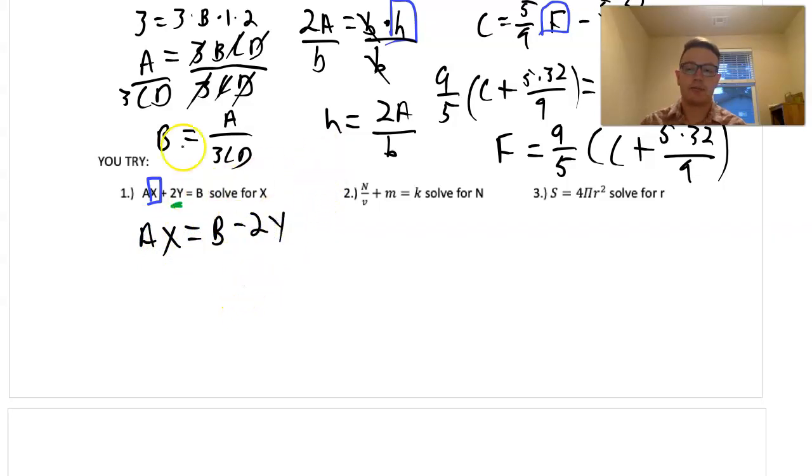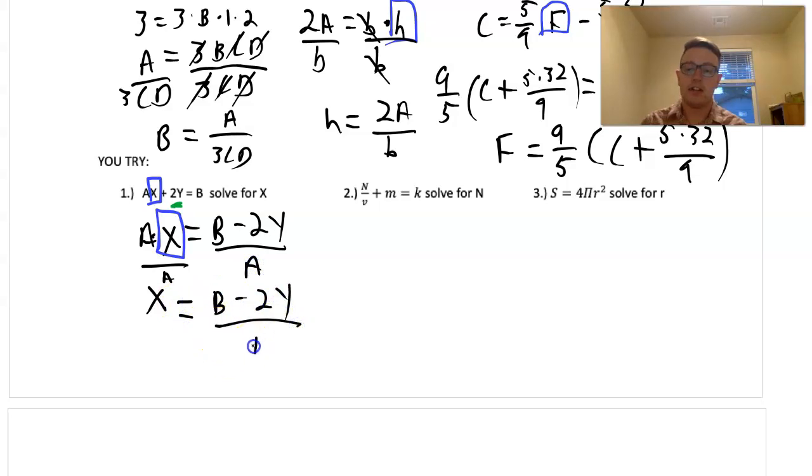All right, now we're still trying to get the x by itself. It has something that is multiplied to it. So how do we get rid of multiplication? We're going to divide. I'm going to divide everything by a, and we're left with x is equal to b minus 2y over a. Now how would we solve for n in n over v plus m is equal to k?